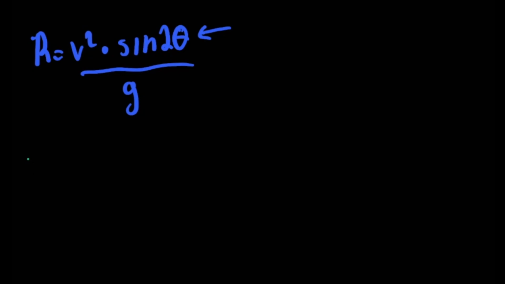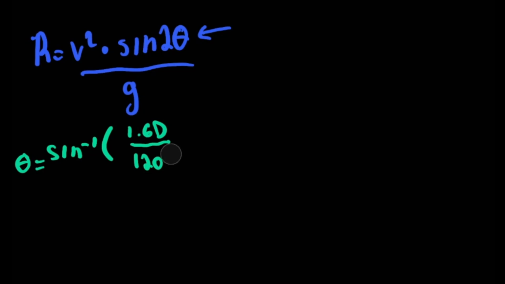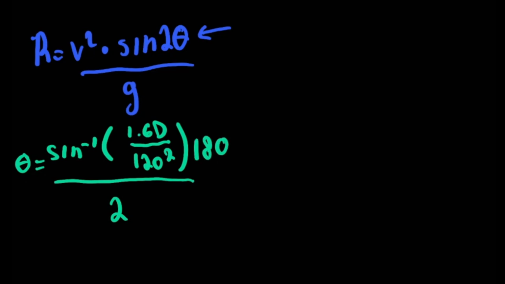Rearranging this equation to solve for theta gives us the inverse sine of gravity, or 1.6 in this case, times the target distance divided by the initial speed squared, which is 120. All of that divided by 2. Because normal humans operate in degrees and not radians, we'll also be multiplying the numerator by 180 and the denominator by pi, so that we convert from radians to degrees.